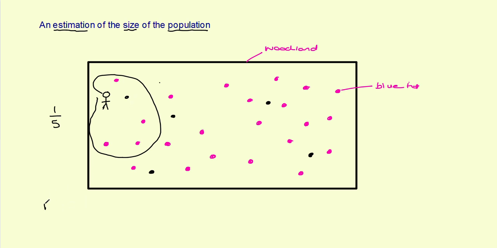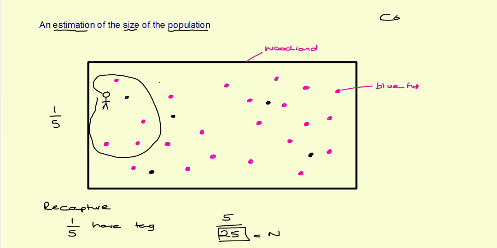If 1 of your 5 recaptured, if a 5th of your recapture have a tag, you can estimate that the original 5 you collected is 1/5 of the population. So 1 out of 5 is equal to 5 over 25. So you could say the population size, we call it N, is around about 25. Now, I'm going to go through that calculation a bit slower on a proper question, but that's the whole idea of it. You capture, tag, release, recapture.